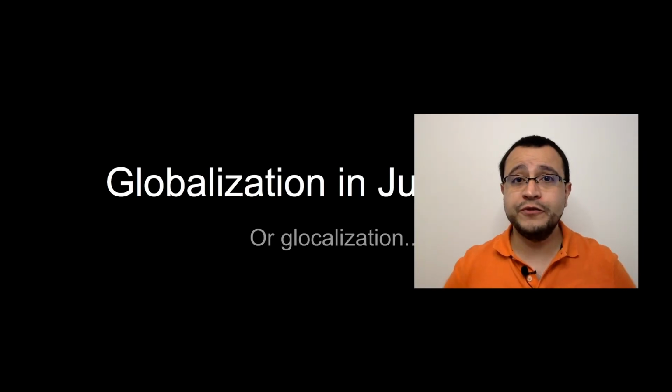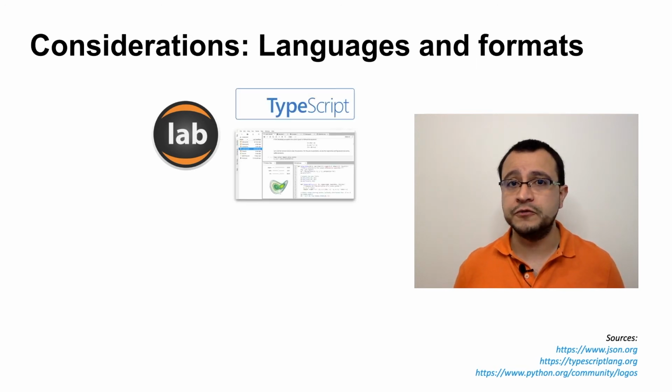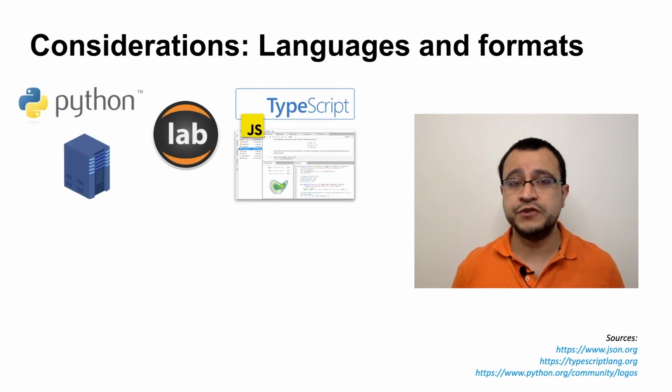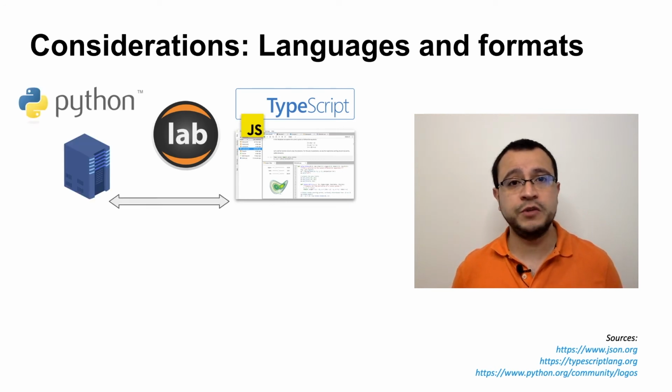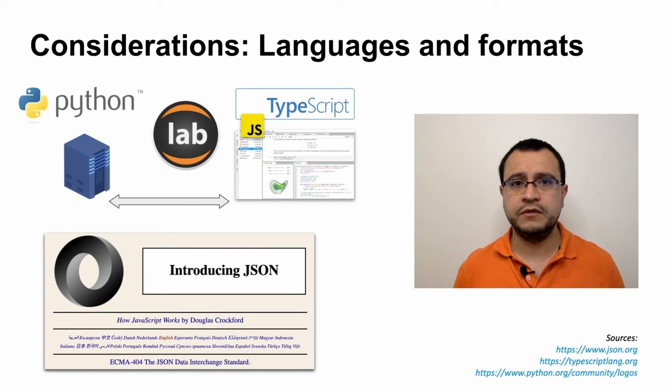With the background out of the way, it is time we focus on some of the considerations that went into selecting the tooling for globalization in JupyterLab. As mentioned before, the frontend of Jupyter is written in TypeScript, which gets compiled to vanilla JavaScript. On the other side, the server is based on Python and uses Tornado. These two components communicate via JSON. So there are different sources of documents that we have to take care of.